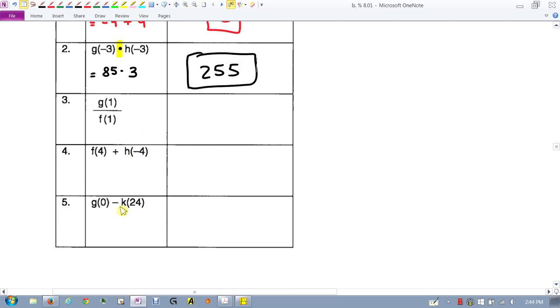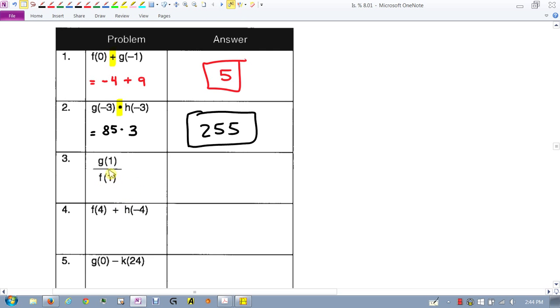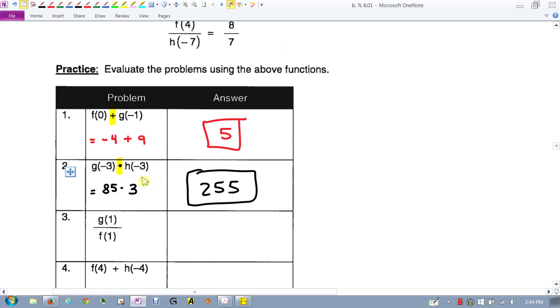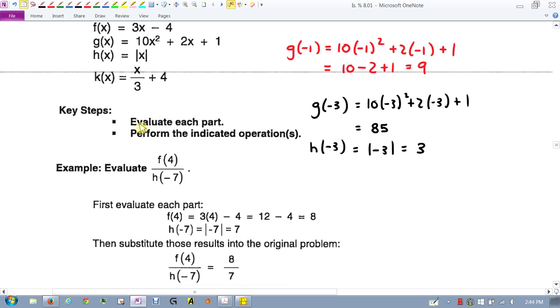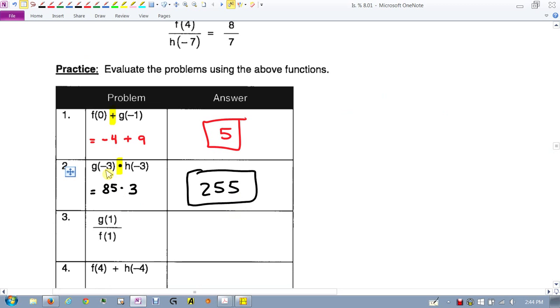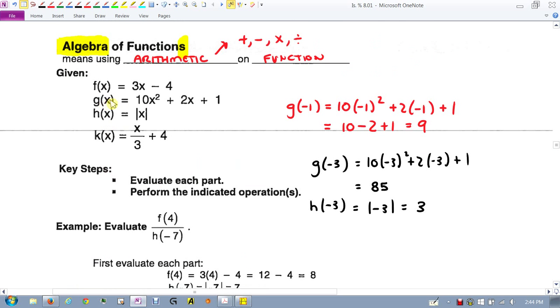I think you could handle the rest. Plugging in. Yes. I plug in whatever's here. So here they wanted me to plug in negative 3. So I went up to G and I replaced the x with negative 3. That's here. And then I squared the negative 3, got a 9, multiplied by 10, got 90. Then this is negative 6. So 90 take away 6 is 84, and then add 1 is 85. Make sense?